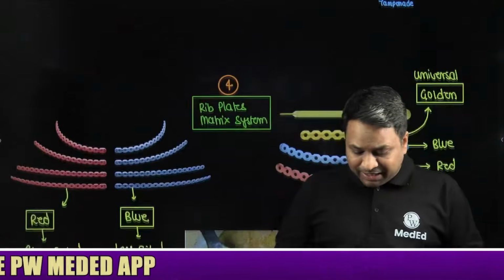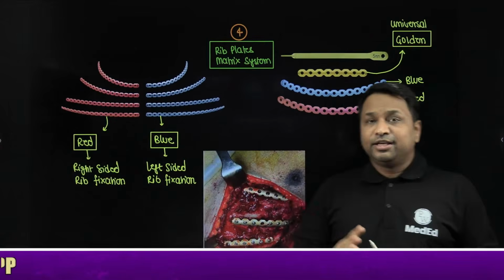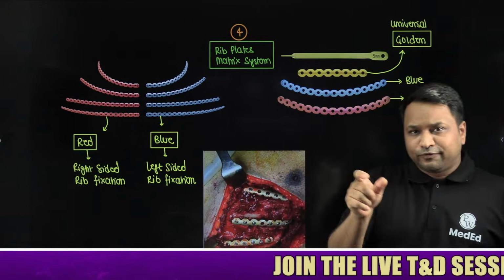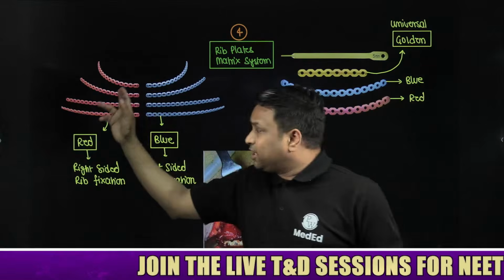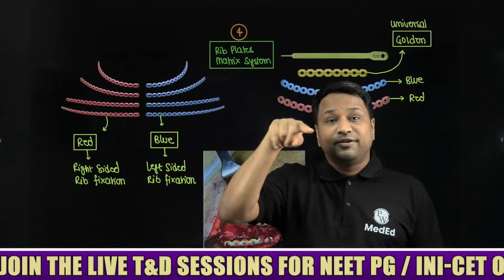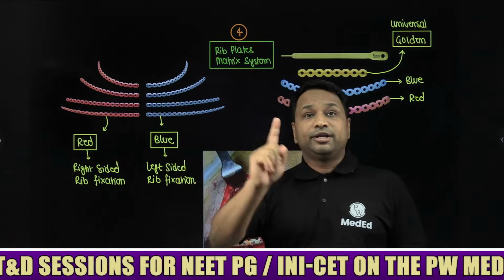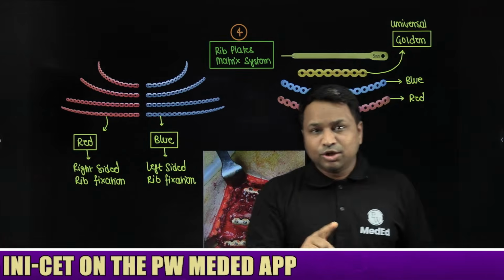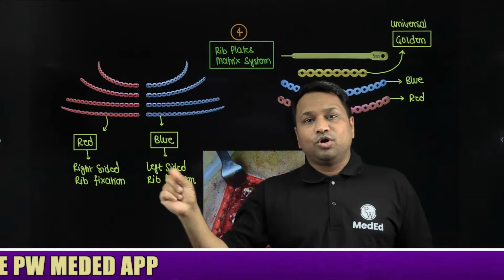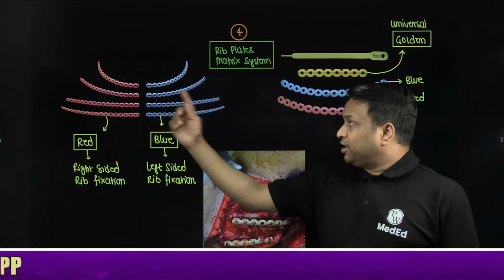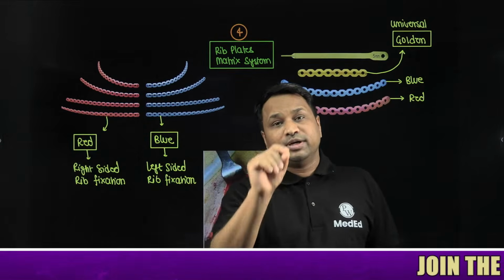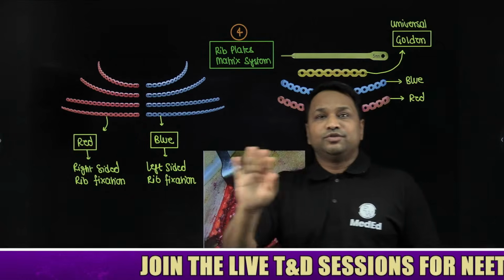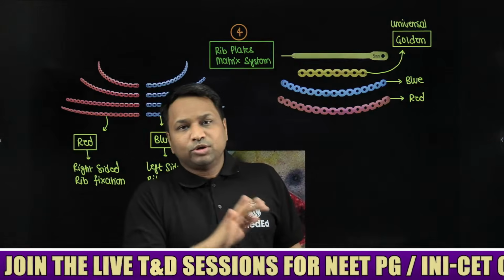One thing that I'm expecting this year in INICET is to get you these. What are these? These are rib plates in order to fix the fractures. Remember, red colored rib plates are right-sided. R for red, R for right. Blue colored rib plates are for left-sided. That is what the exam question is going to be. They'll ask you what is the color code of these rib fixation plates. Red is for right, blue is for left. If there is one which is golden in color, it is universal. That means it can be used in both left and right.